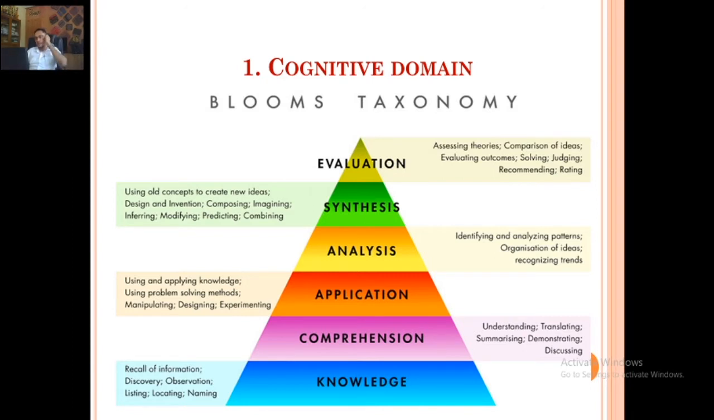Knowledge is the first level of cognitive domain. At this level, students are only required to be able to recall. For example, at this level is remembering formulas, knowing only basic knowledge without any need to know how to use them.